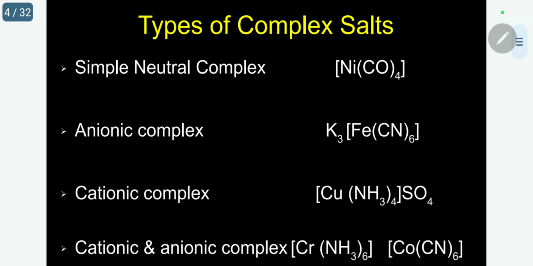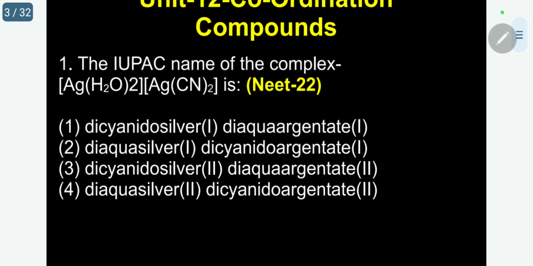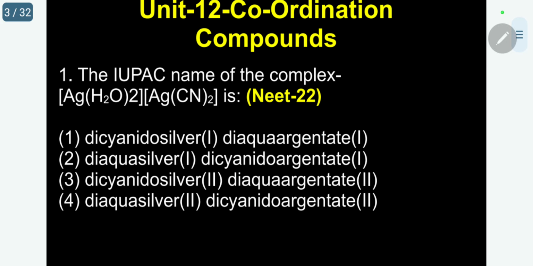Kindly follow. Now we should name this compound very carefully. What is the name of the compound? Here, this is the cation and this is the anion. In both cases the metal is silver, so we will say argent. So the most probable answer may be 2.